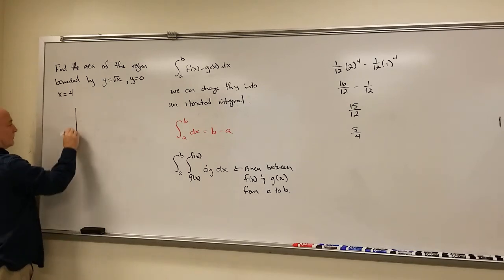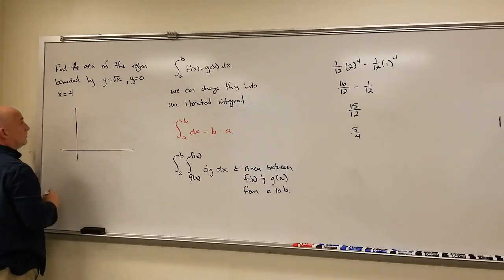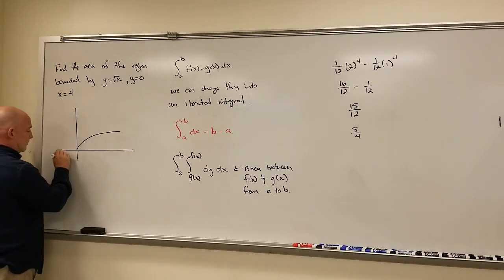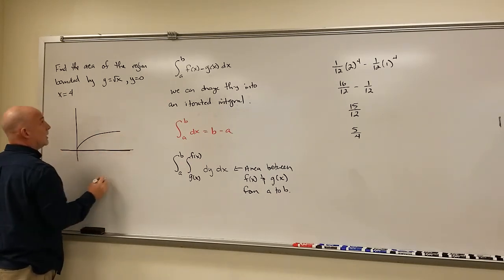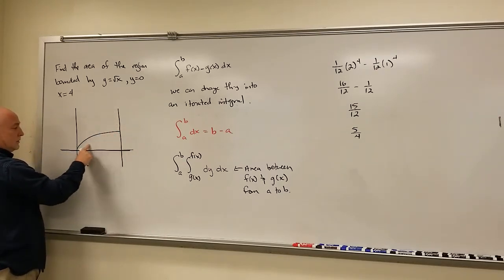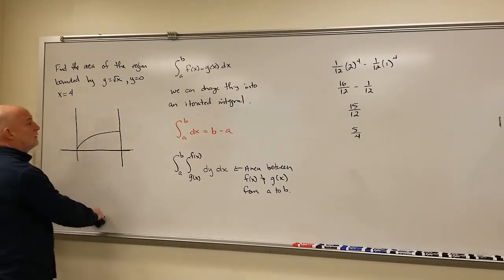Now, just so we can see it, let's take a quick look at this. Of course, the square root of x looks like that, goes on out forever. y equals 0 is the x-axis, that's here. And x equals 4 is the vertical line here. So it's this little region in here that I want to find the area of.